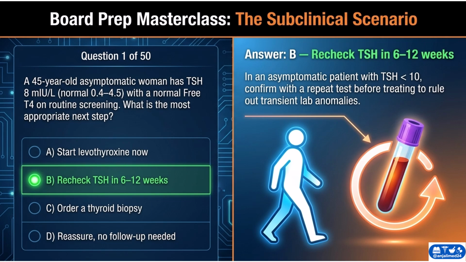In asymptomatic patients with the TSH below 10, immediate treatment is usually not required. Instead, repeat the thyroid function test to confirm the persistent elevation and rule out temporary changes. Remember, treat immediately if the TSH is 10 or higher, if the patient is pregnant, symptomatic, or has specific high risk features. Otherwise, confirm the diagnosis with repeat testing.